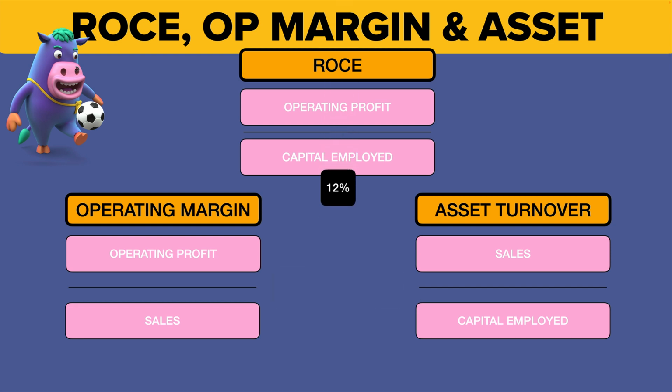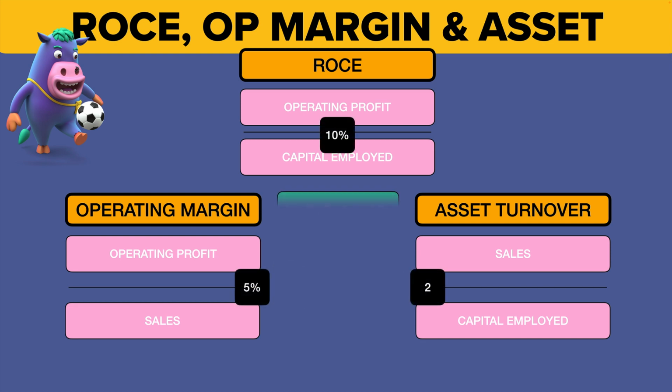Similarly, if ROCE was 12%, it's explained by the asset turnover maybe being 3, and therefore, what would the operating margin, what must it be? 4%. So what we're saying is, ROCE can be explained by the operating margin and the asset turnover.